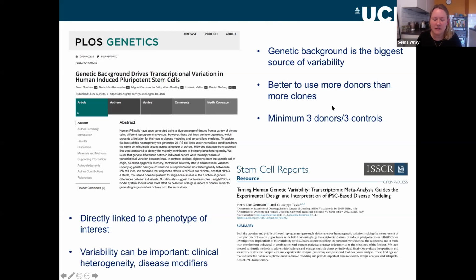We always try to use a minimum of 3 patients and 3 controls, and actually this is the guideline from Stem Cell Reports, which is the journal of ISSCR. So I think that's a good minimum to bear in mind.